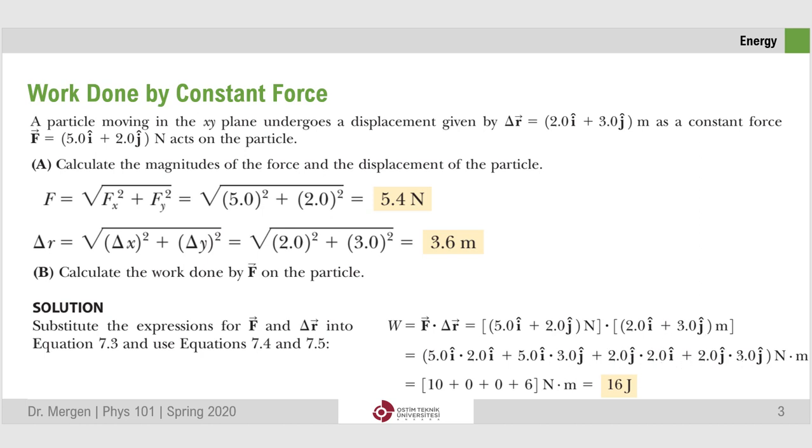So from the previous slides, we know that if you multiply the same kind of unit vectors, you will get 1. Therefore, 5 times 2 is equal to 10, and i times i is equal to 1. Therefore, here we obtain 10. Then after calculating all the terms one by one, you'll get 16 joules as the work done by that force.